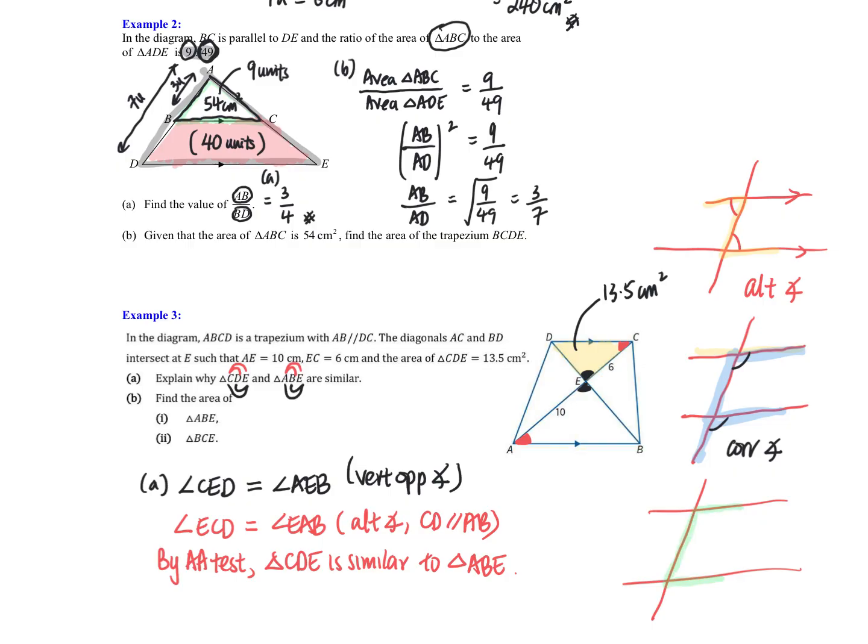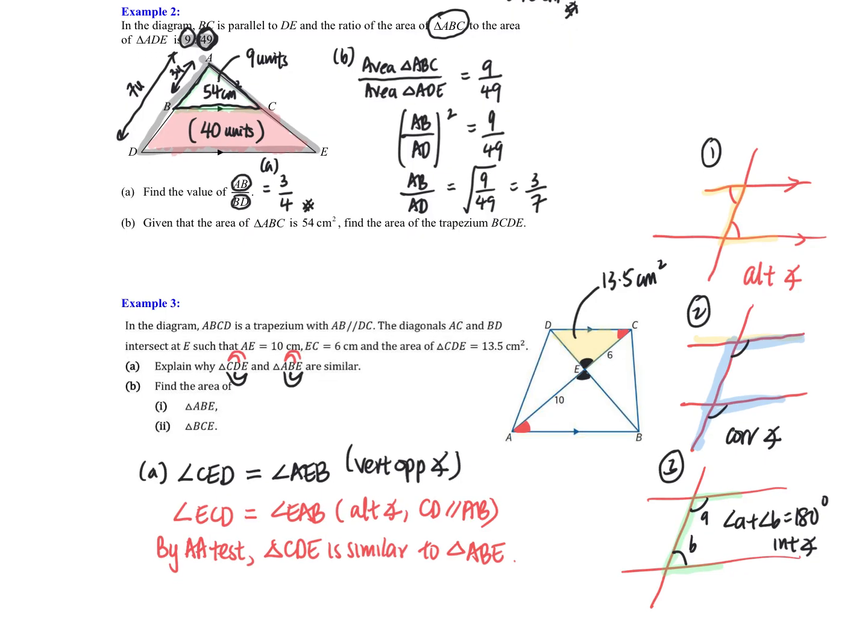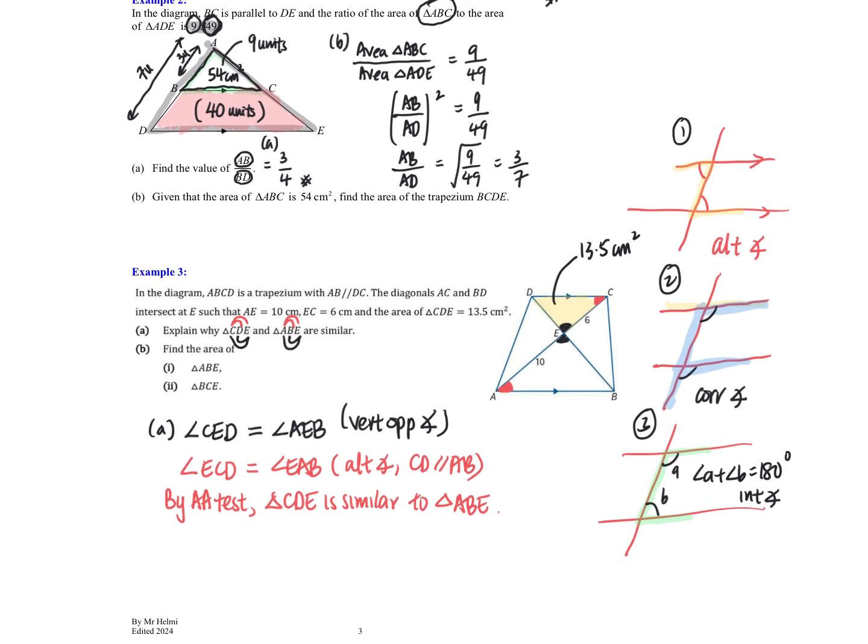Okay, letter C is interior angle. The special thing about these two is they add up to 180. They are not equal. So this is interior angles. So there are 3 cases for parallel lines. You learn in Sec 1. Actually, in primary.